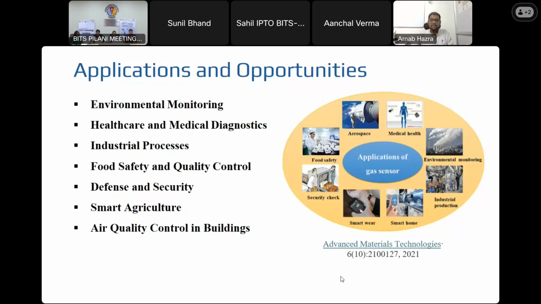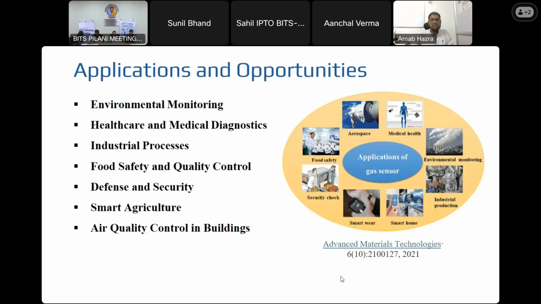In industrial processes, we can detect different types of leakage of toxic gases and vapors. We can consider food safety and quality control applications in cold storage, where we can measure the different stages of freshness of foods using gas and VOC sensors. In the defense and security sector, we can use sensors for detecting VOCs released from explosives, and we can use sensors for soil quality monitoring in agriculture applications.